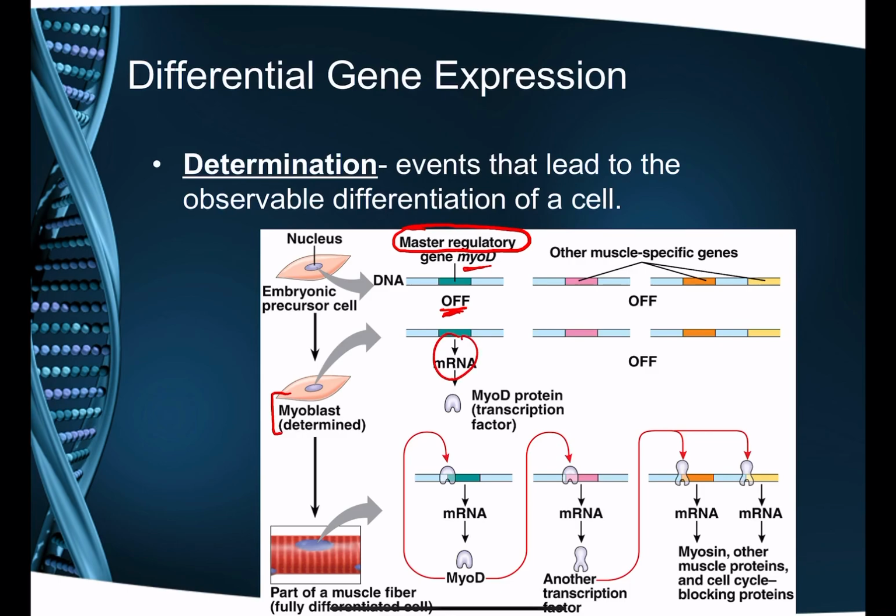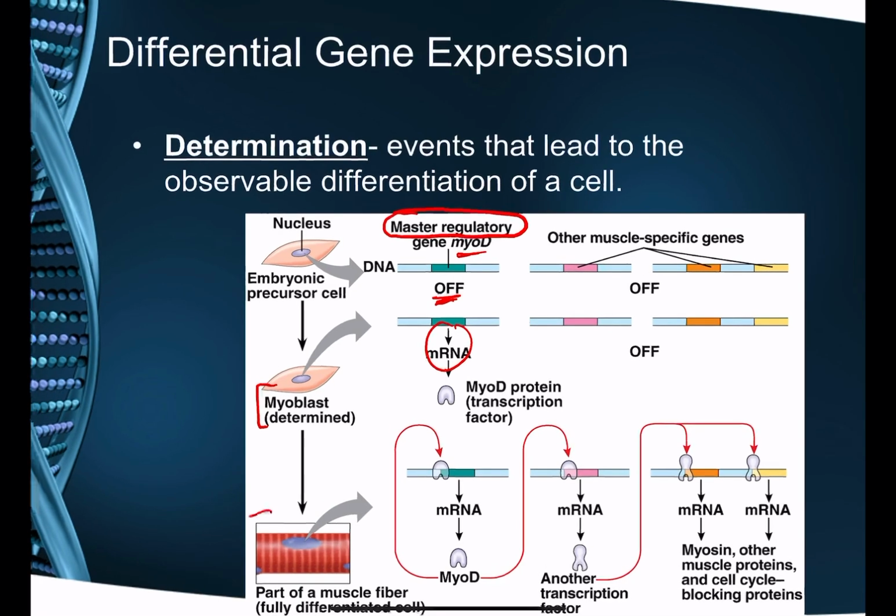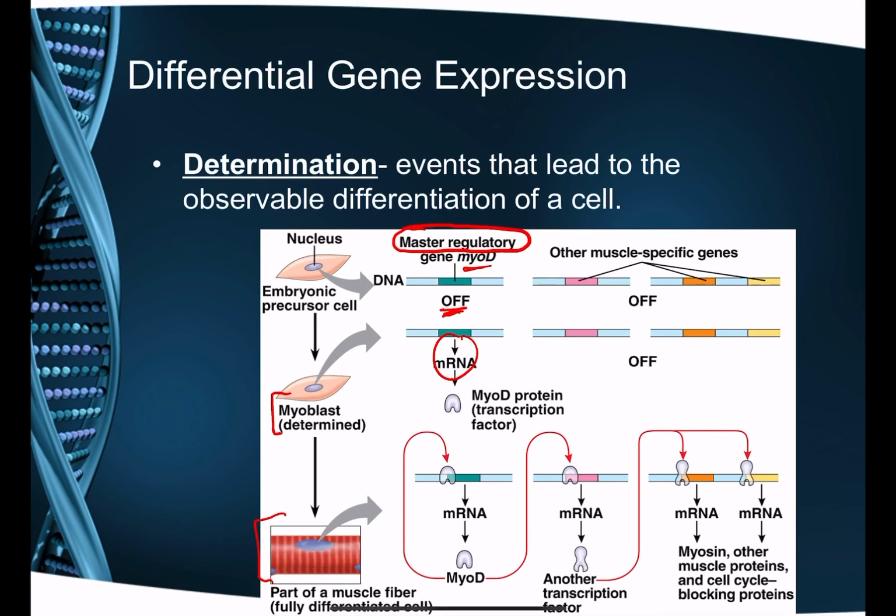But when it gets turned on, then you will develop those muscle-specific genes and be able to form a muscle cell. Once a cell has undergone determination, it's irreversible, so it can't change from a muscle cell to something else, even if you put it in a different location. It's going to express specific genes for specific proteins that are only found in that cell type, and have a specific structure and function for that cell type.